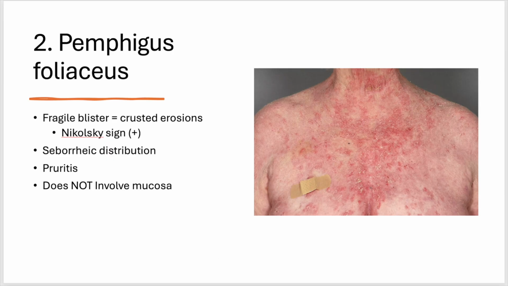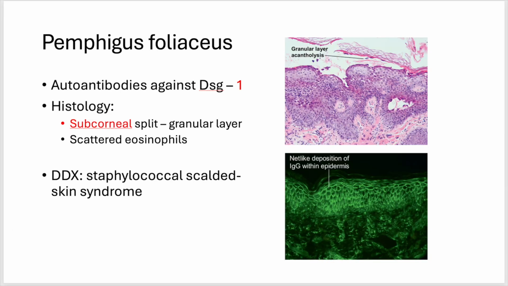So if you see superficial erosions with scale in seborrheic areas and no mucosal involvement, you should think about pemphigus foliaceus. But you may want to ask, both pemphigus foliaceus and pemphigus vulgaris are affecting the epidermis. Why does pemphigus vulgaris have deeper erosions instead? In contrast, pemphigus foliaceus only leaves behind those crusted erosions, but not big erosions. Let me tell you why.